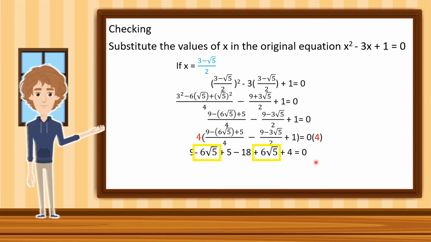And we have negative 6 square root of 5 and positive 6 square root of 5. We can cancel them out, and we have 9 plus 5 minus 18 plus 4 is equal to 0. So when we add them, we have 0 is equal to 0.